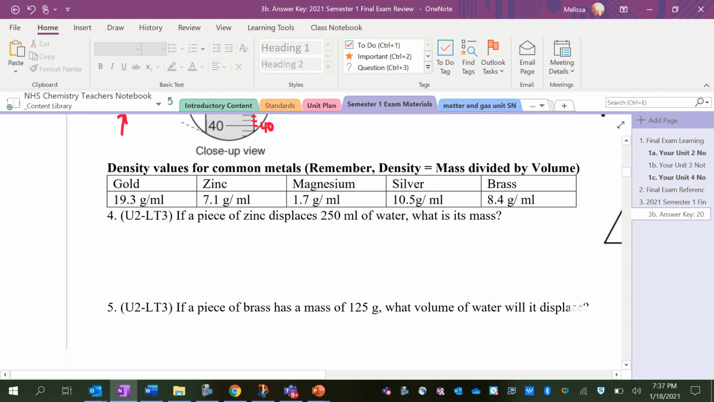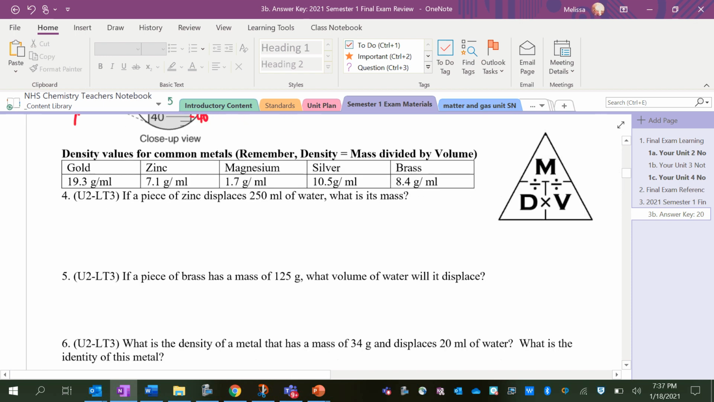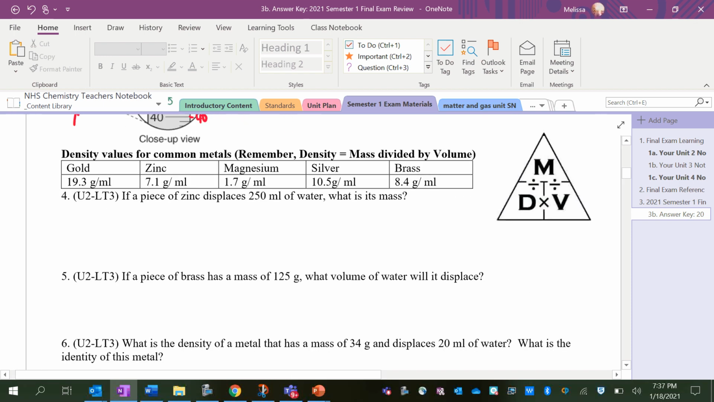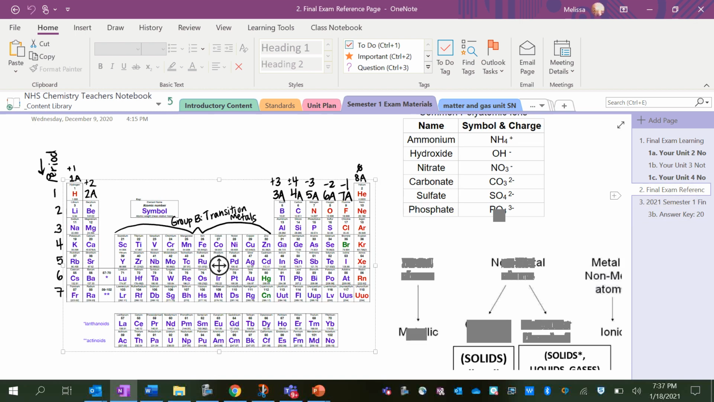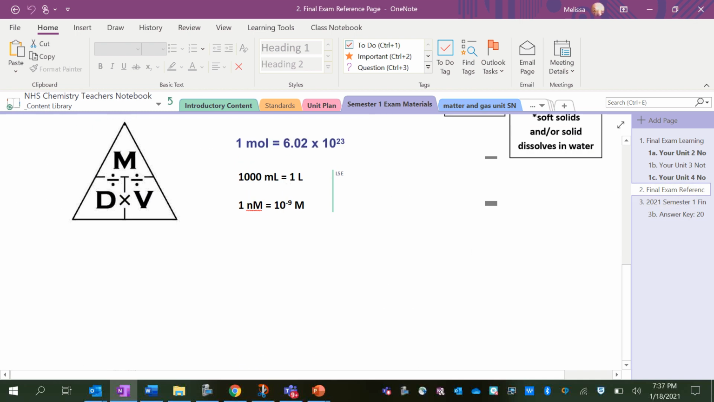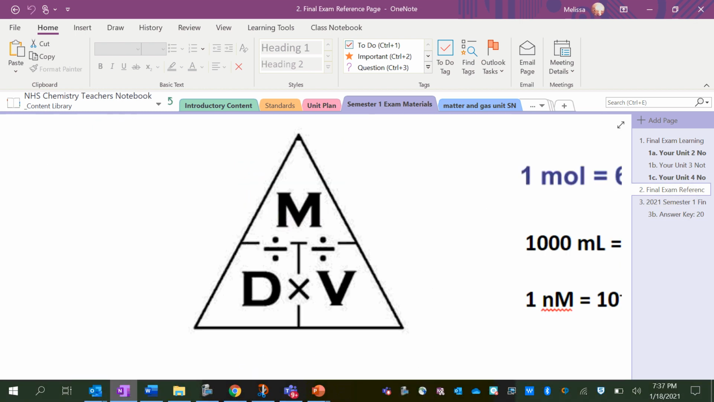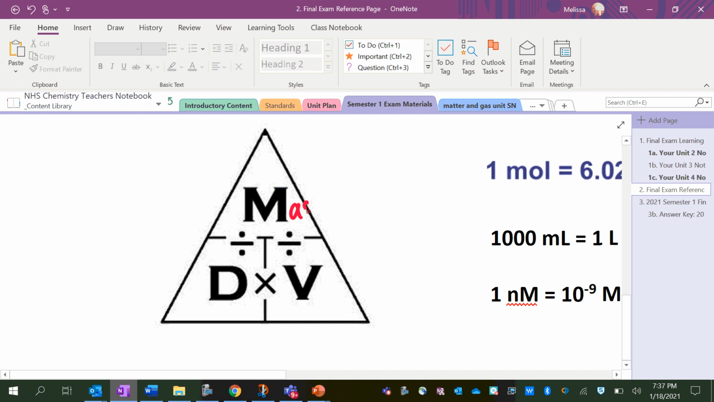All right, some density questions. So on the final exam, you'll have your reference sheet and reference page, and it has this triangle. So let's just define everything. The M stands for mass, the V stands for volume, and the D stands for density. And you cover up what you want to solve for.